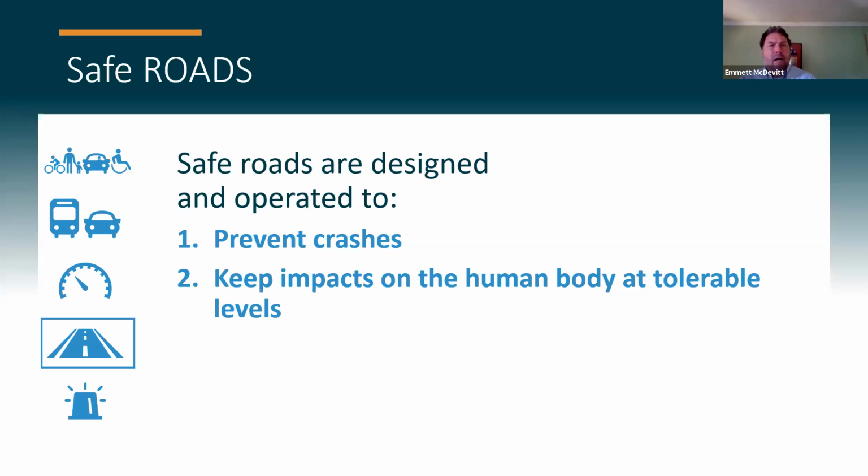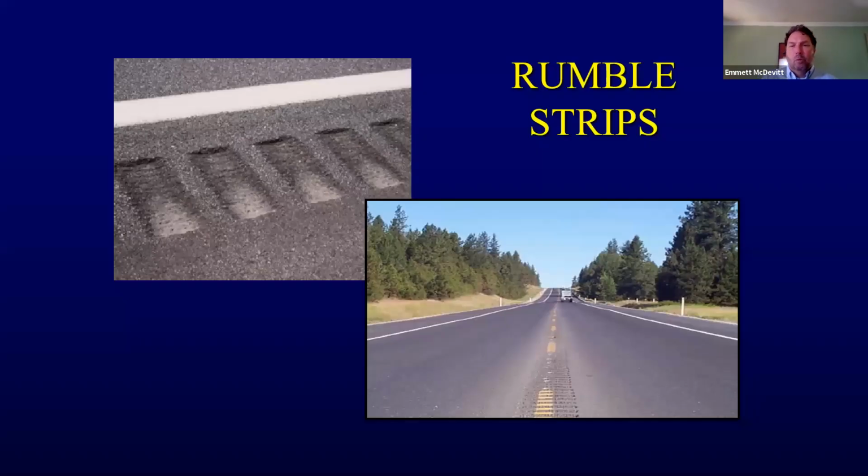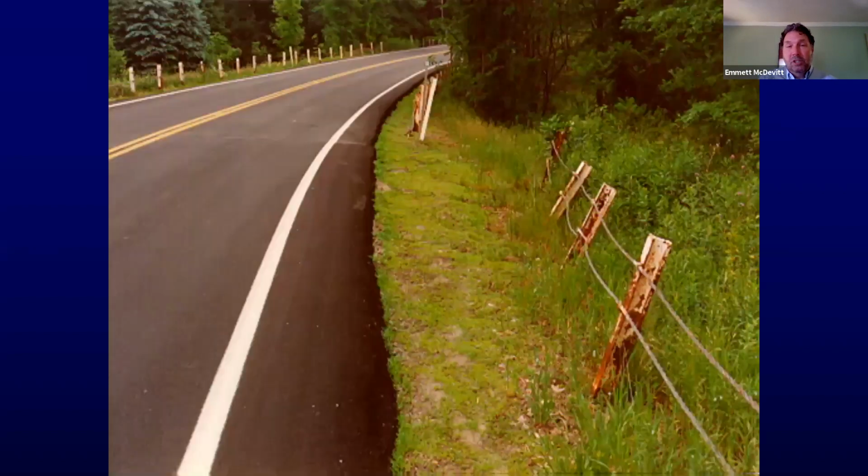Okay, great. Safe roads, we need to prevent crashes, keep impacts on the body at tolerable levels. Again, kinetic energy lower, speeds lower. Some of the things we need to do for redundancy, and we've done low-cost countermeasures such as rumble strips. We don't see much of these egregious safety issues much anymore on the state system. We still see them on the local system.